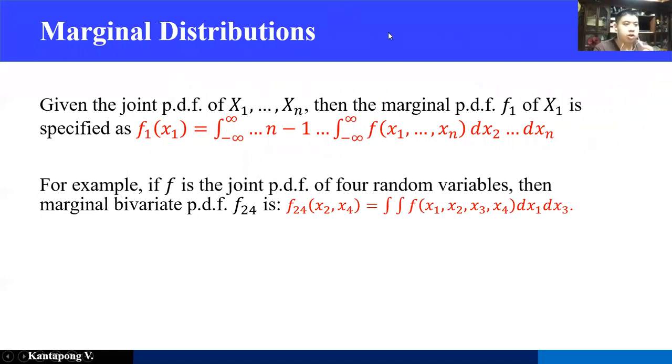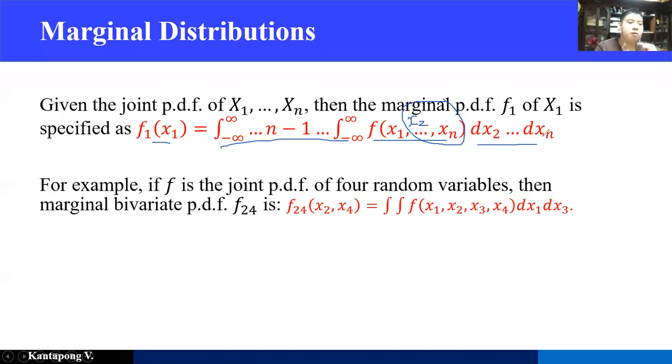Then we talk about marginal distribution. Marginal distribution is a way to flatten, right? Let's say we have the function of x1 up until xn, but we want only the function of x1. So the way to eliminate x2 up until xn is to take the integration n minus 1 times.